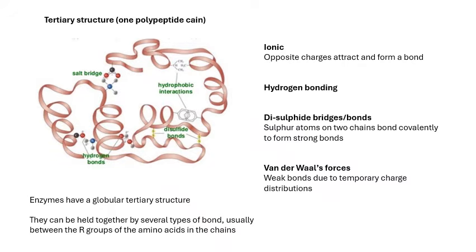You'll do this in chemistry, by the way, van der Waals bonds. Basically, at any particular time, the electrons may be over there on one molecule and over there on another molecule, and the positive and negative charges attract each other. Very, very temporary. Okay, so this is our tertiary structure, which is globular, like a blob, like a football, held together by several types of bond, usually between the R groups on the amino acids in the chains.